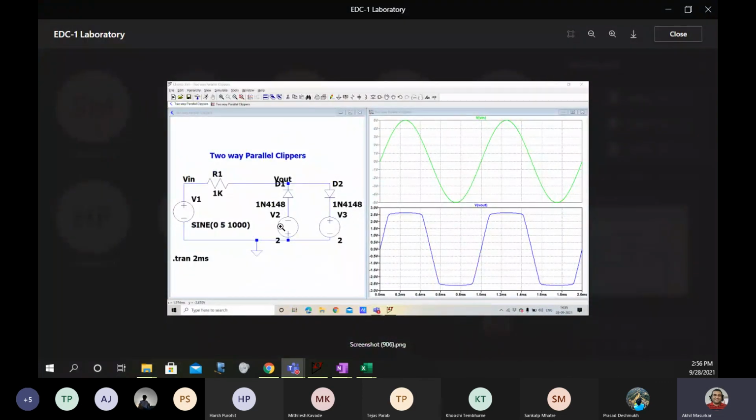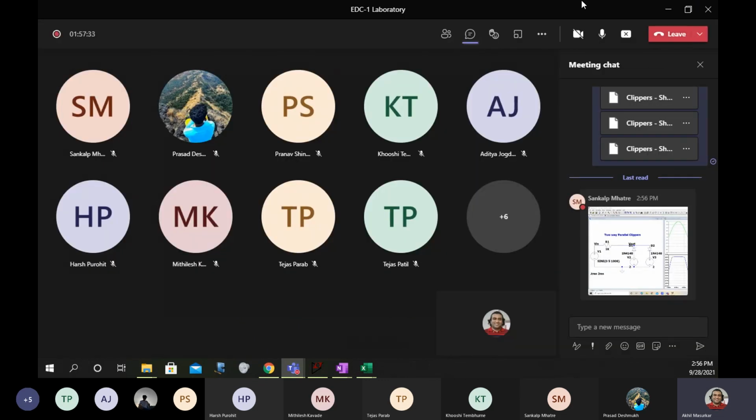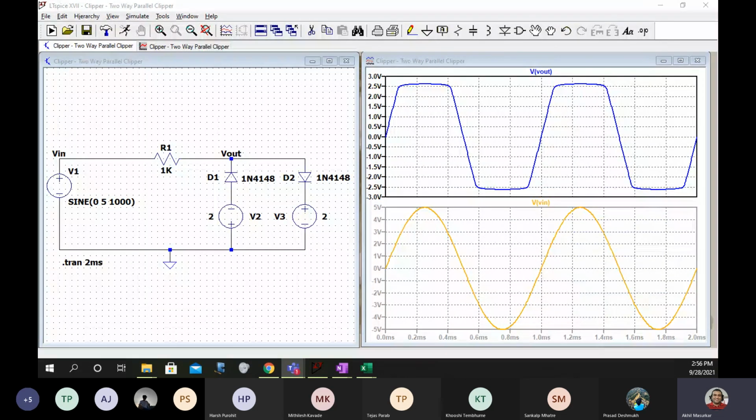Now just try changing these voltages. You can also try changing the makes of the diode. You can keep one as 4148, other one as something else, and see how the waveform gets affected. Because taking so many examples is very difficult in class, but in a lab session you can do that with very ease.